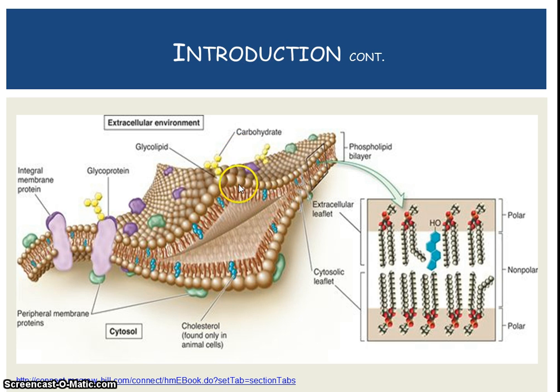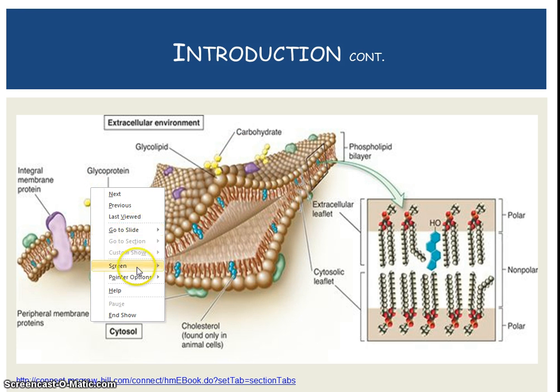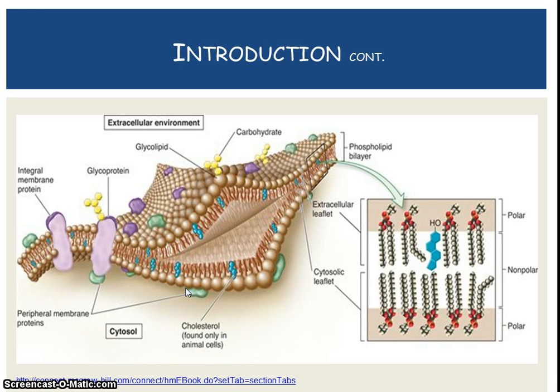So here you can see the nonpolar lipid tails, and this is one leaflet, this is the other leaflet, and you can see the lipid tails are arranged together on the inside or the middle.